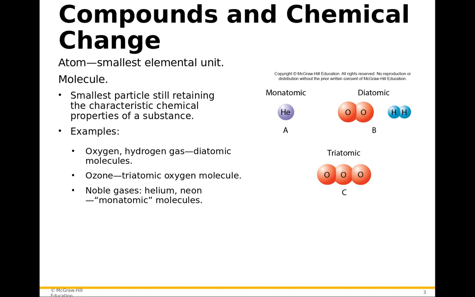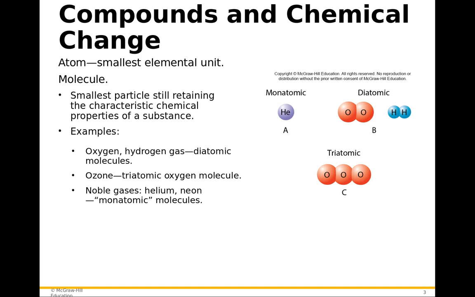So take for instance water. If we have water, it's H2O, two hydrogens and an oxygen, and we can take our water and divide it all the way down until we have one molecule of water. Now if we divide that molecule, it's no longer water, it's hydrogen and oxygen. So the molecule is going to be that H2O.